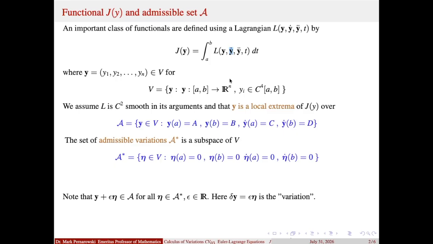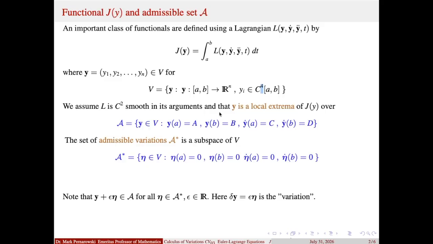The underlying vector space is that the function y maps from [a, b] to Rn, and the yi's are C4, or 4 times continuously differentiable on the interval [a, b]. I'm not really going to explain why that's the case. Why would I do C4? But in the example that I'll be giving later, it'll become quite apparent that you need some sort of smoothness up to 4th degree.